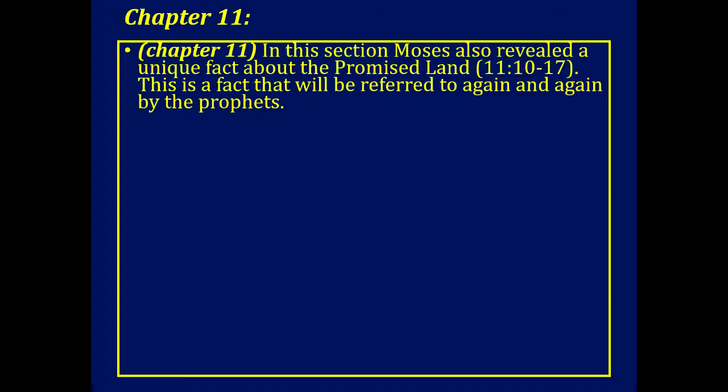And then we have the admonition to fear and love the Lord and obey His will, 10, 12 through 11, 32. Chapter 11 is another key chapter. If you turn there with me, this is interesting because Moses is going to talk about the issue of obedience again. But in this section, Moses also revealed a unique fact about the promised land, 11, 10 through 17. This is a fact that will be referred to again and again by the prophets.